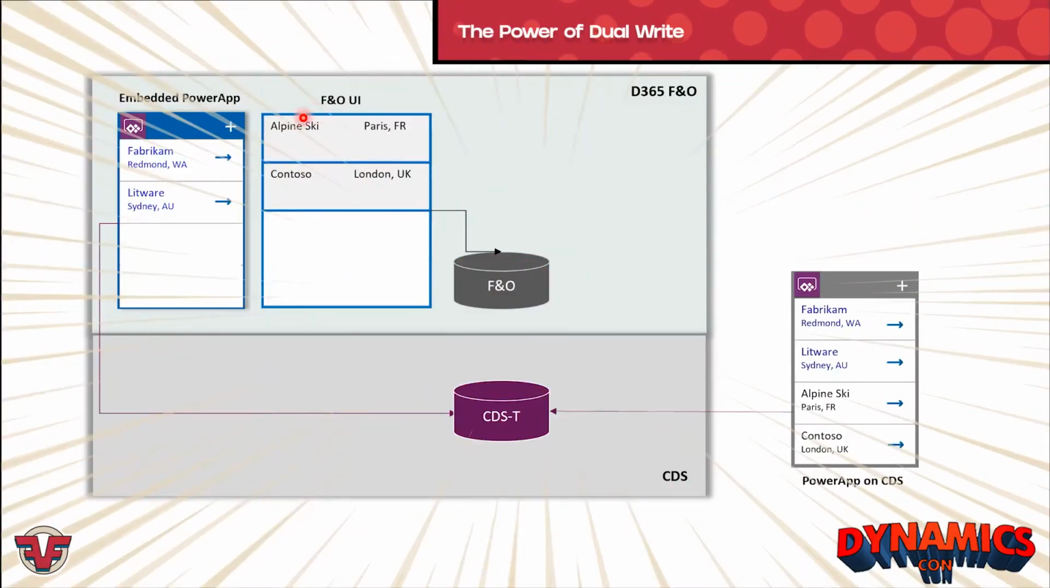As part of Finance and Operations, we got a very powerful feature called embedded Power Apps within Finance and Operations. What it does, you can create any Power App, and then you can embed that Power App directly into Finance and Operations screens. But this screen is directly making a call to the CDS database here.